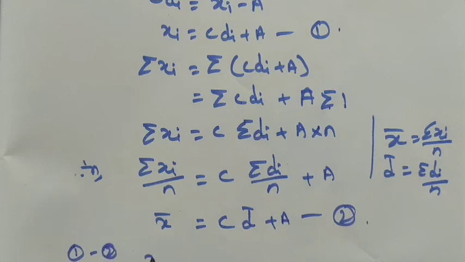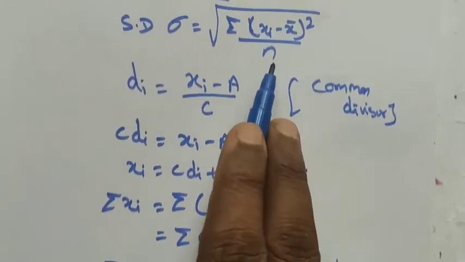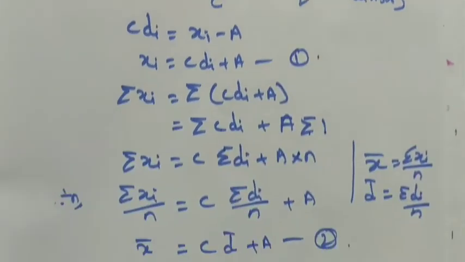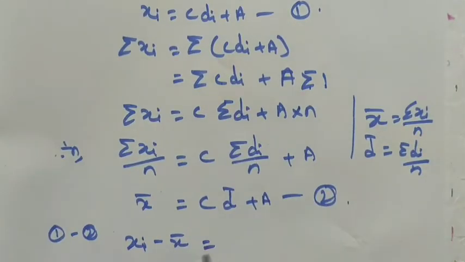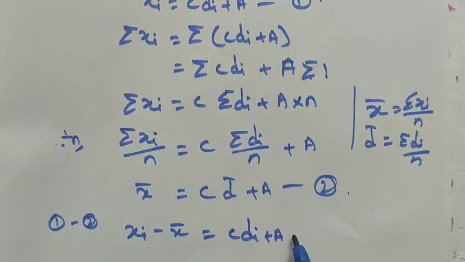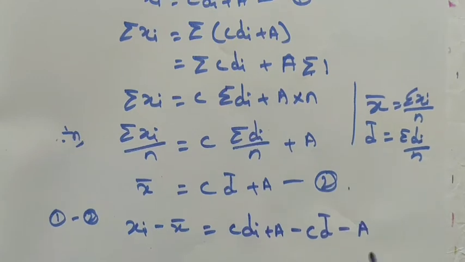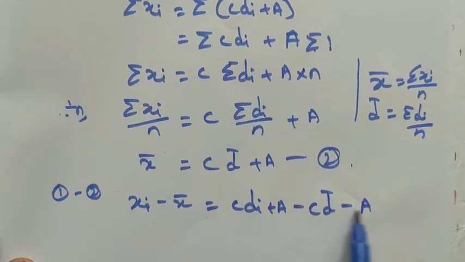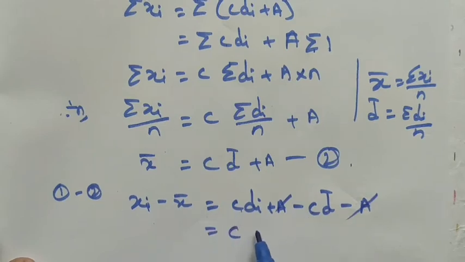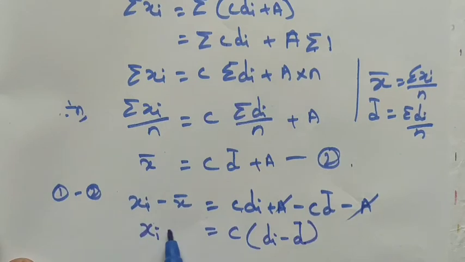By substituting the first and second equation, 1 minus 2, we are going to find xi minus x bar. See, xi minus x bar is nothing but C di plus A by the first equation, minus the second term, minus C d bar minus A. When we subtract the second term, we have to change the sign. So A will be cancelled. C is common, take it out. Di minus d bar is equal to xi minus x bar.